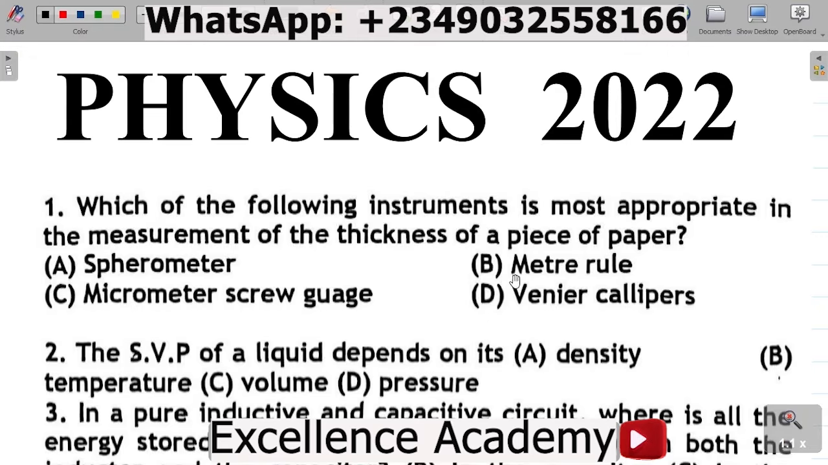So for this question here, we can say that the micrometer screw gauge is the most appropriate to measure the thickness of a paper. And this is because the thickness of a paper is very small. And the best instrument here to measure a small length, which in this case is thickness, would be the micrometer screw gauge. So the answer to this question here is C, micrometer screw gauge.